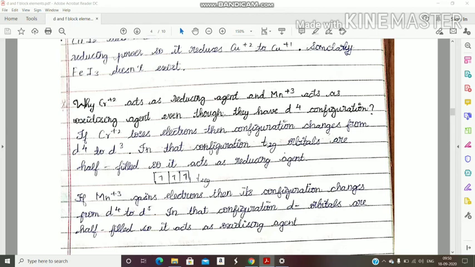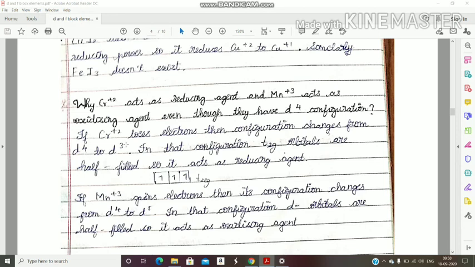So what is the question here? Why does Cr plus 2 act as reducing agent and Mn plus 3 act as oxidizing agent, even though both have the same configuration? What is the meaning of reducing agent? Tendency to lose electrons. What is the meaning of oxidizing agent? Tendency to gain electrons. So even though both have the same electronic configuration, why do they act like this? That is the meaning of the question. So what is the answer?